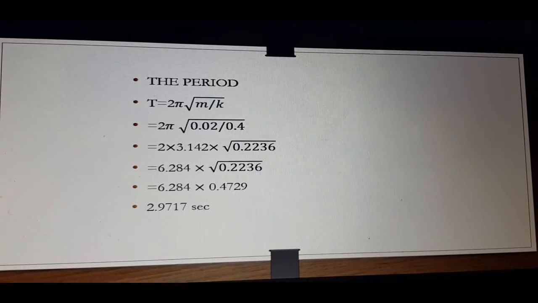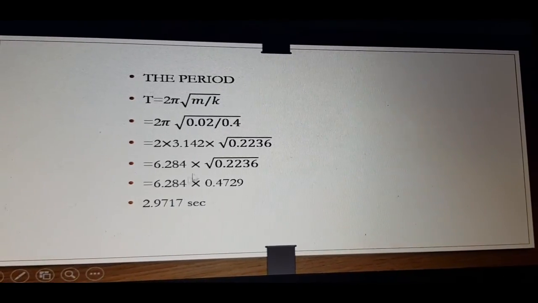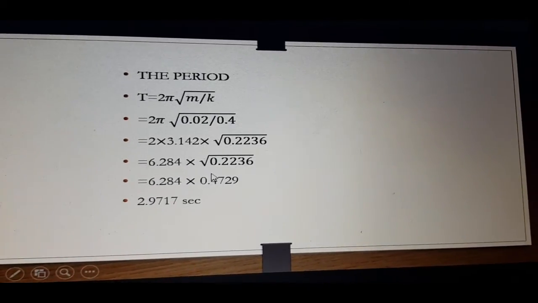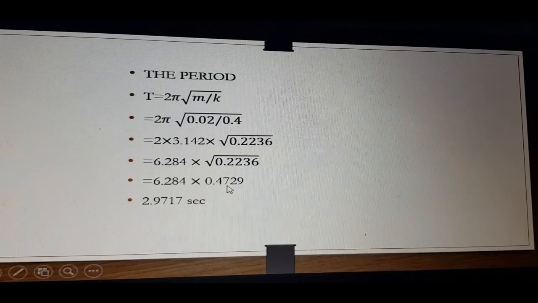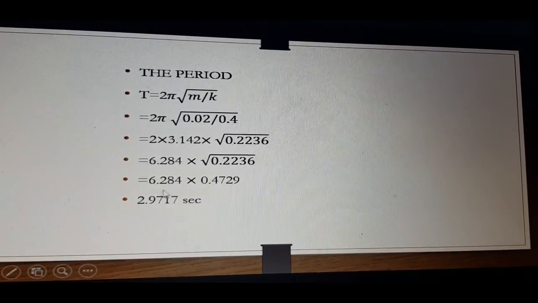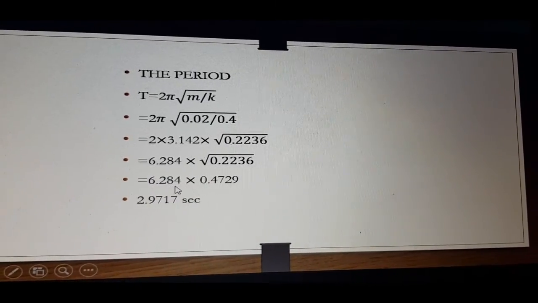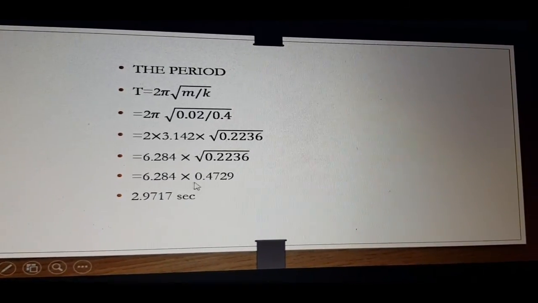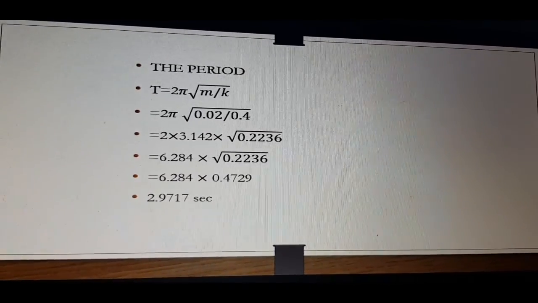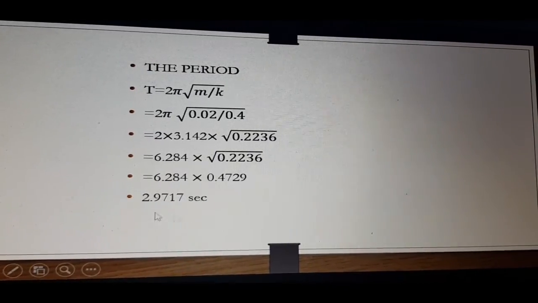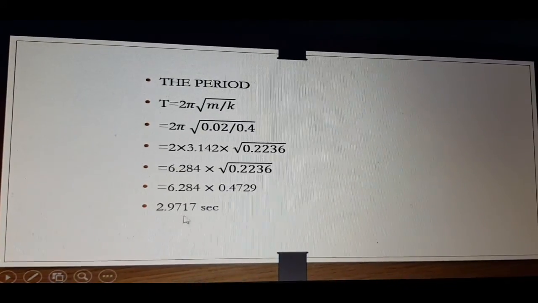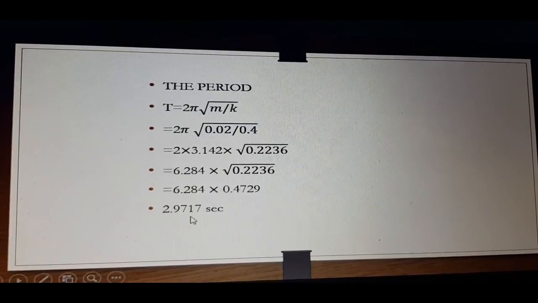First of all, press root. Anywhere you see root, press it, then insert your values and press the equal sign. It will give you this. So you can just multiply 6.284 times 0.4729. So this is our second. This is our T, the time or period that the object takes to complete the oscillation.